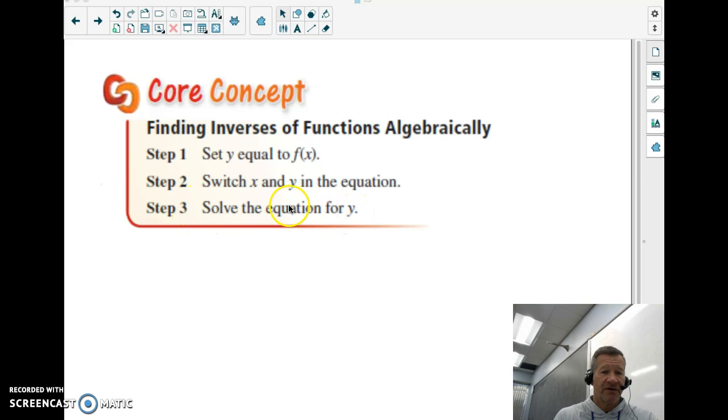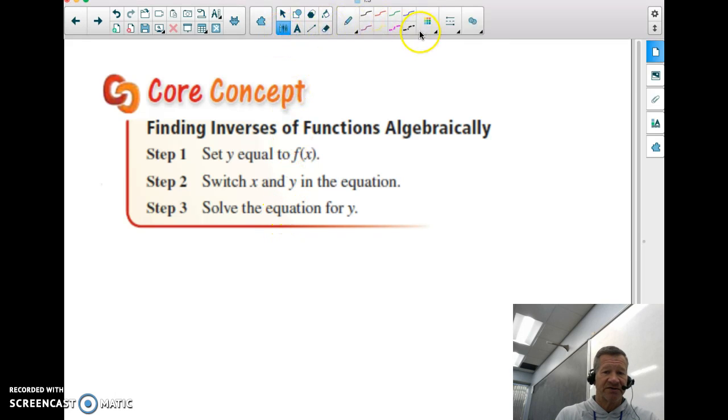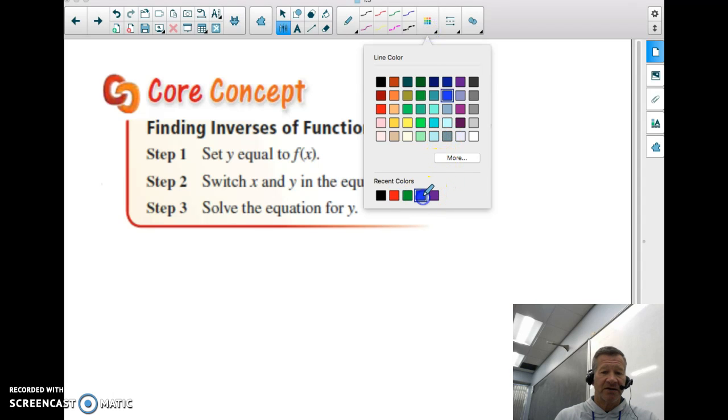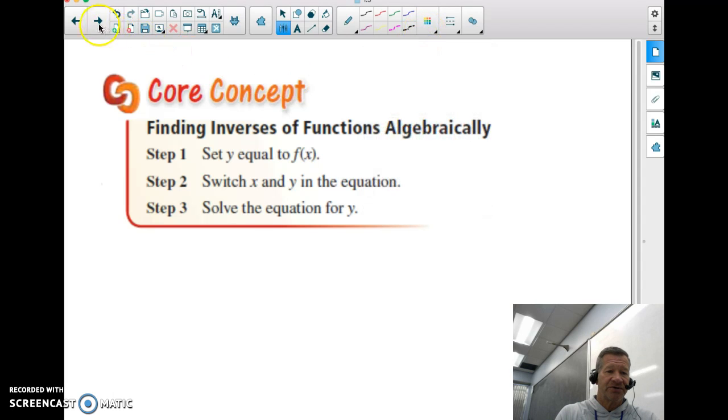So instead of just solving for x and leaving the variables the way they were, as we did in step 2, here we're solving the equation for y. We're going to switch those variables. So let's begin. Let's go to the next page.